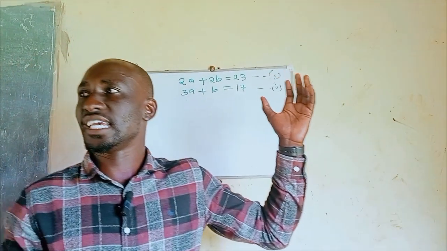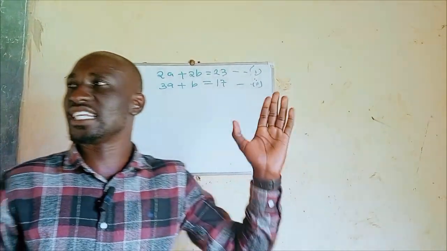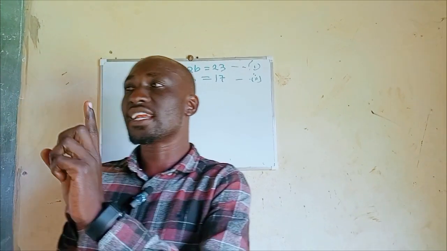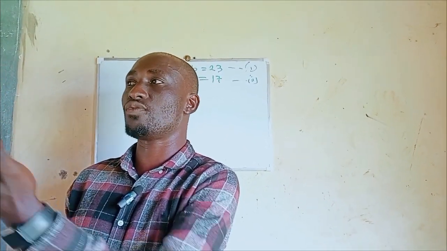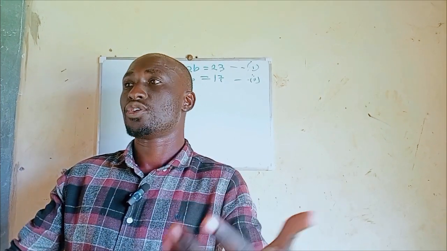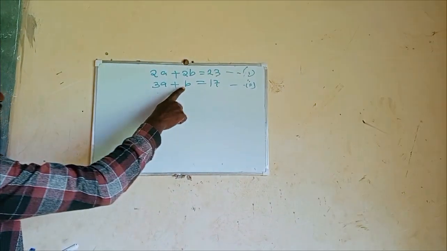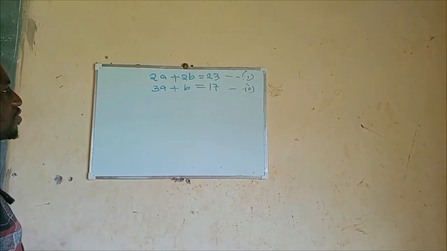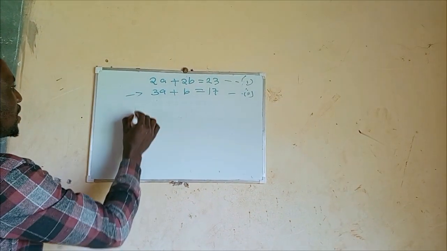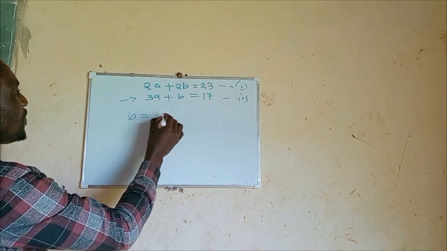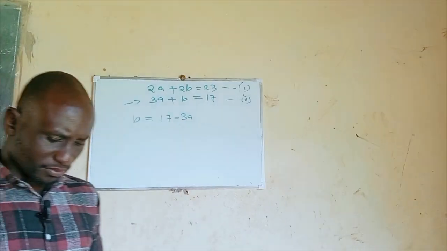But a hint to this mathematical problem: if you realize that in the two equations one of the unknowns has a coefficient of 1, it will be easier to work with that kind of equation. And so I'm seeing that the coefficient of B in the second equation is 1, I would then go for it. So I will just say B is equal to 17 minus 3A. That is taking 3A to the other side.